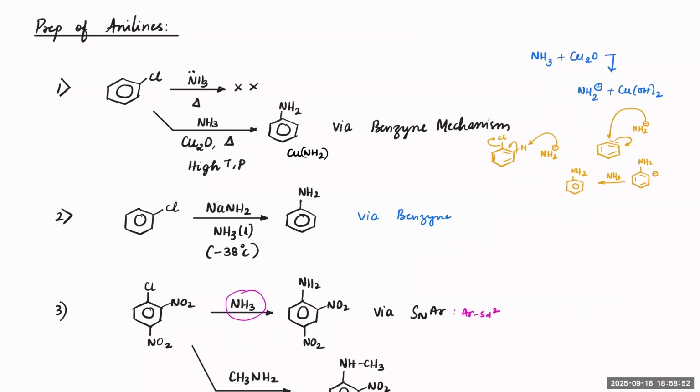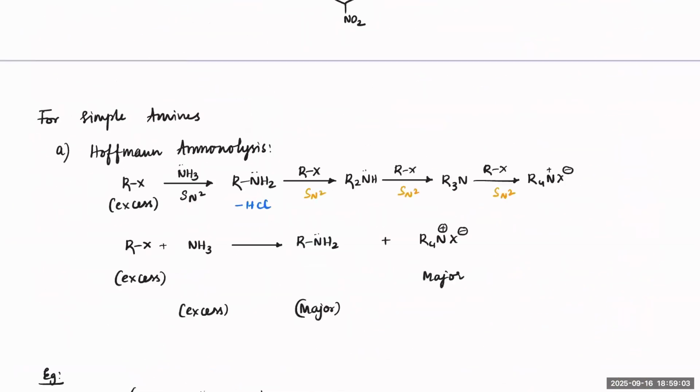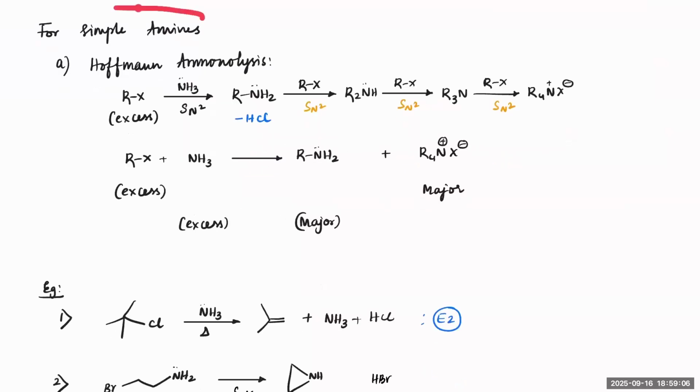See, how do we do the preparations of anilines? What we discussed was about simple primary amines. For simple amines, I suddenly got distracted here. Check it out. Another method for simple amines is Hoffmann ammonolysis. That is, if I take an alkyl halide and react with ammonia, the ammonia can attack, halogen can leave, and you'll get RNH2.